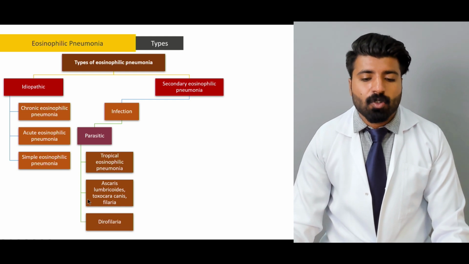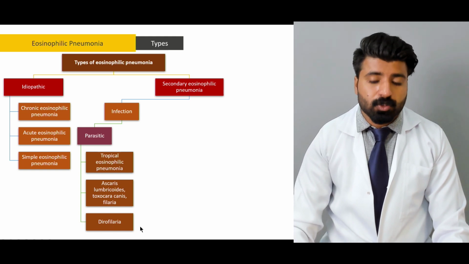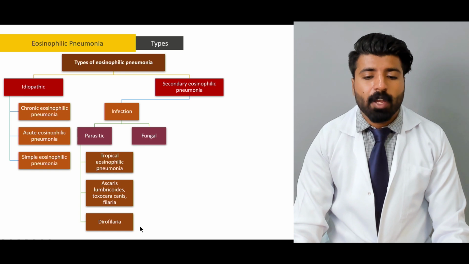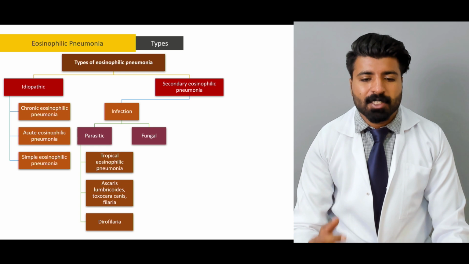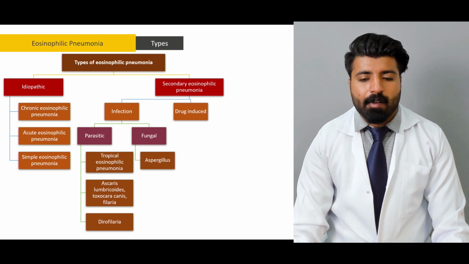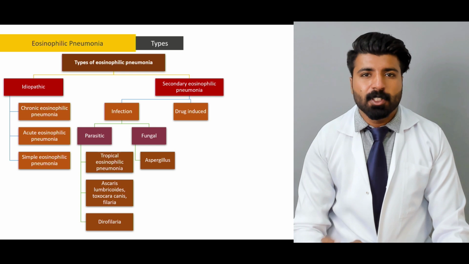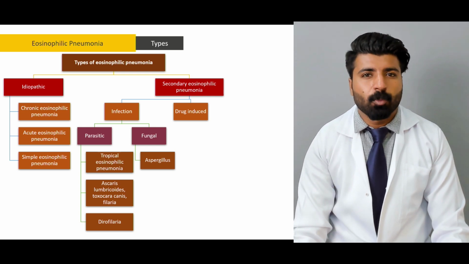Ascaris lumbricoides is also present in Asia, so you might get it somehow. Dirofilaria is also common. And next on, we have fungal infections. First up, we talked about parasites. Parasites contained Ascaris lumbricoides and Toxocara canis and filaria. And in fungal infections, we're going to have Aspergillus only, because Aspergillus is the only fungus which is going to cause this kind of pneumonia.